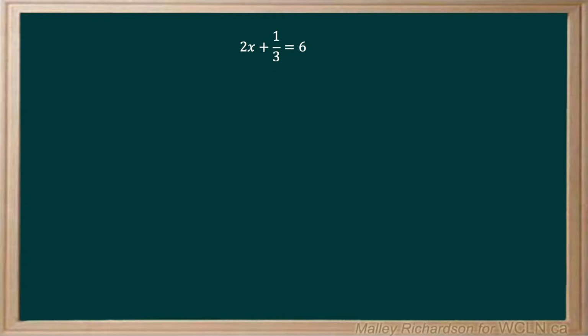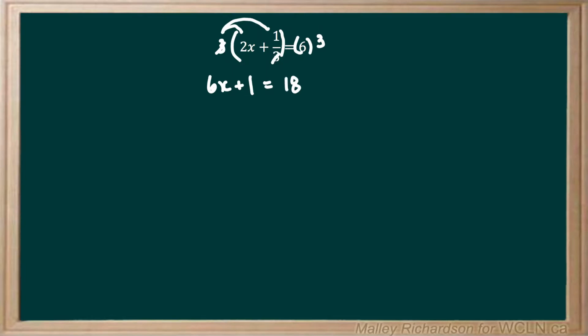So to get rid of this denominator, we are going to multiply both sides by 3, because whatever we do to one side of the equal sign, we always have to do to the other. So now we can take this 3 and multiply it by everything inside our brackets. 3 times 2x is 6x, and 3 times 1/3, well, the 3's cancel out, and we're just left with plus 1. And then we have 6 times 3, which equals 18.